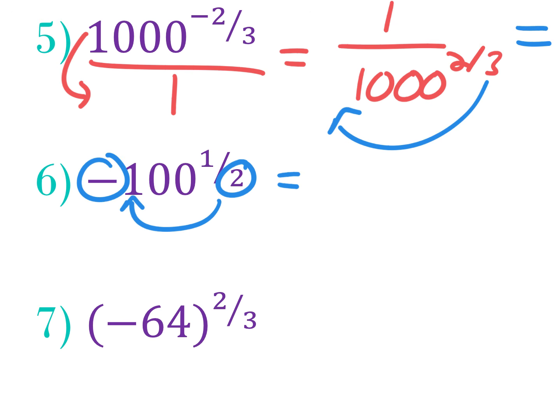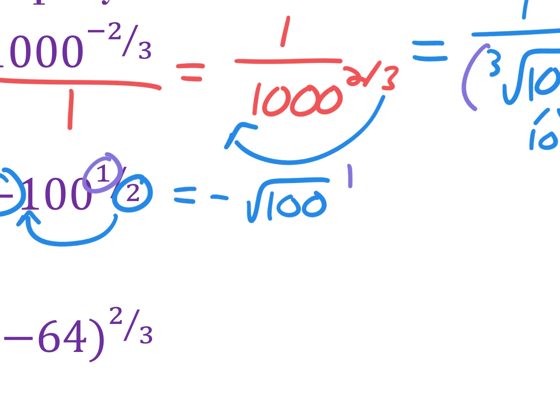This negative is just hanging out on the outside. This is going to be negative the square root of 100. Your exponent is 1, so you don't have to write it. I'm just going to write it. And then we just have negative, whatever the square root of 100 is, which is what? Negative 10. So our answer is going to be negative 10. Good, guys. Negative 10.